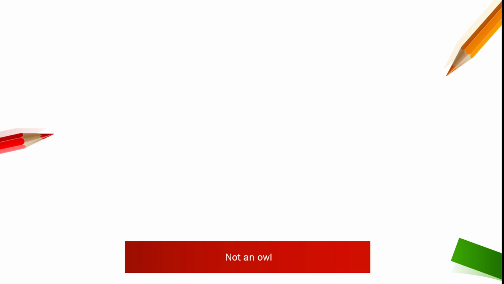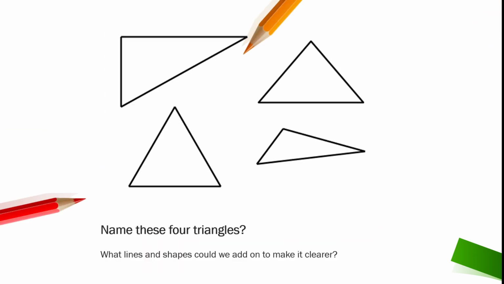So, with that in mind, let's have our little starter activity while I say hello to people in the live chat. Can you name those 4 triangles? And what lines and shapes can you add on to make it clearer? This is easier for everyone who was in the triangles lesson yesterday.